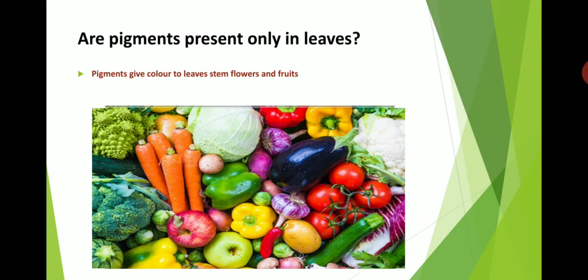Are these pigments present only in leaves? Do you think it is present only in leaves? No. There are pigments that give color to leaves, stem, flowers and fruits.